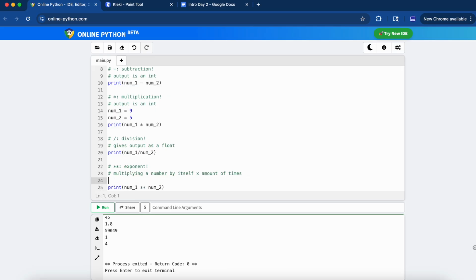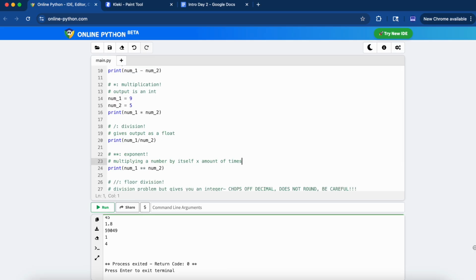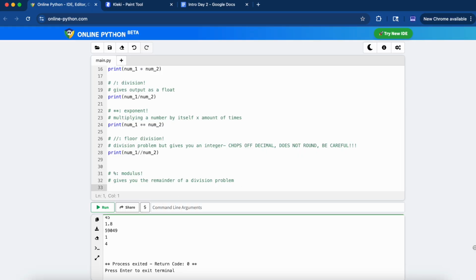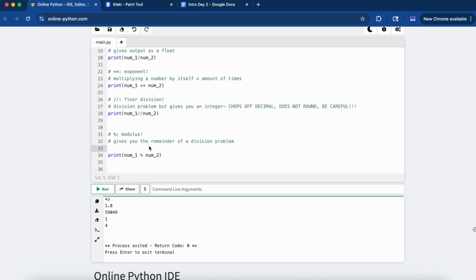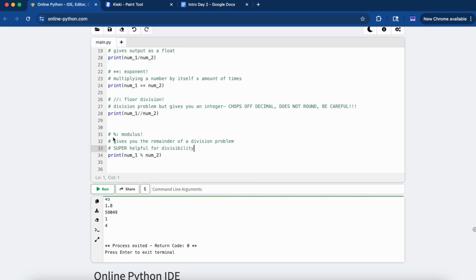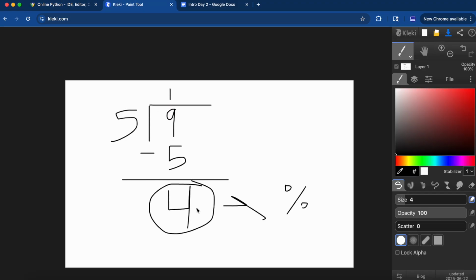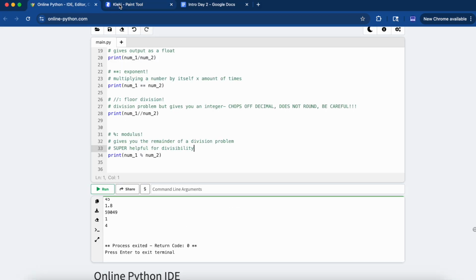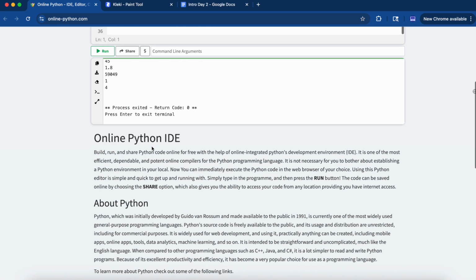Now, this modulus, even though, oh, my bad, that's exponent. This modulus, even though it might seem like, when am I ever going to use this? I guarantee you it's super helpful for divisibility. Because if you want to check the divisibility of something by, say, 2, you want to see if it's even or odd, all you have to do is check if the number mod 2 or the number mod 3 or 7 is equal to 0 or not. And that is a basic overview of math symbols in Python.